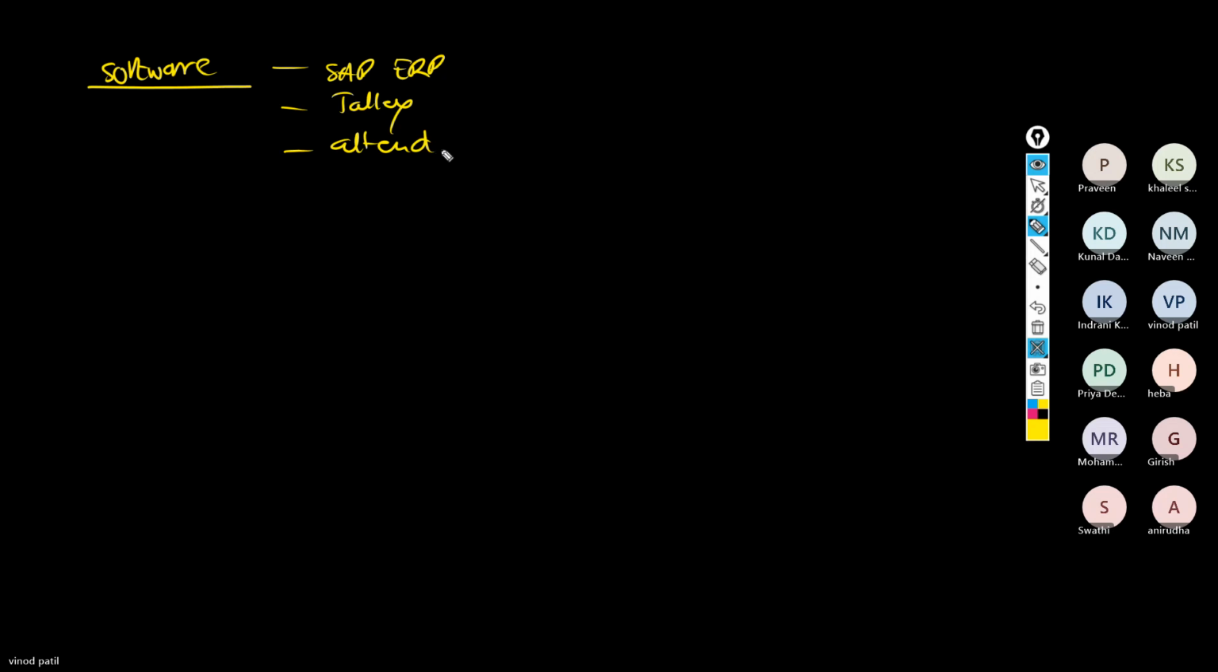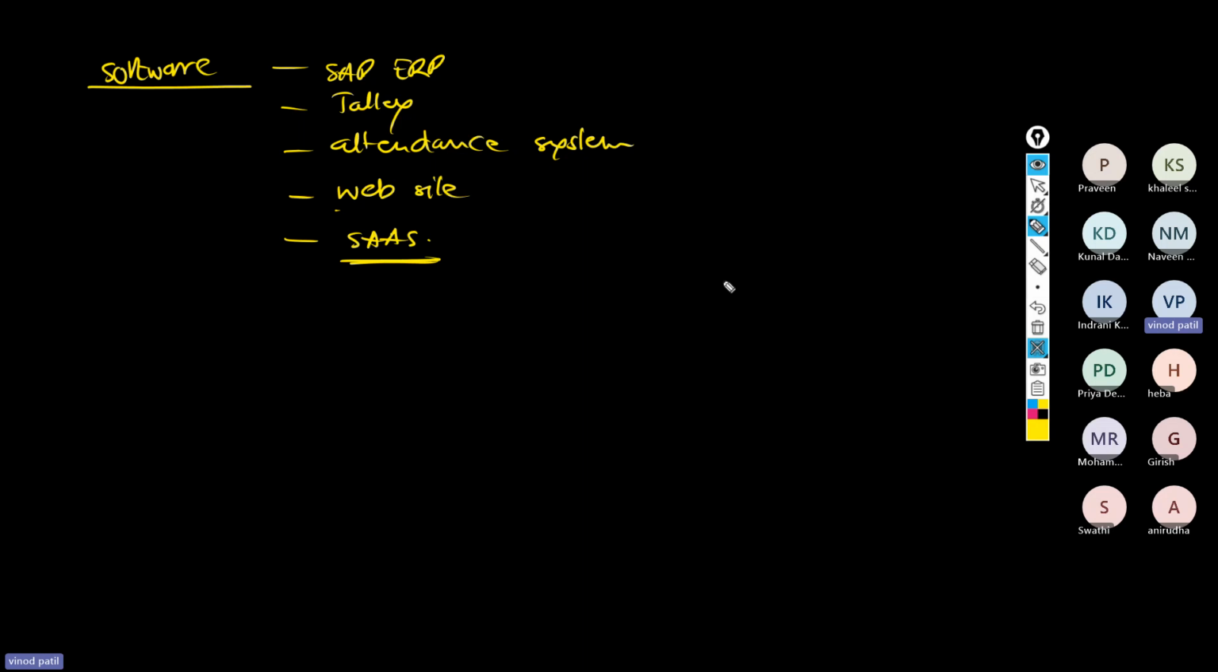What does software mean? What are the different components in software? Do you have any examples of software? Yeah. SAP ERP software, Tally software, attendance system, timesheet software, website, software as a service, SaaS product. All these are software.